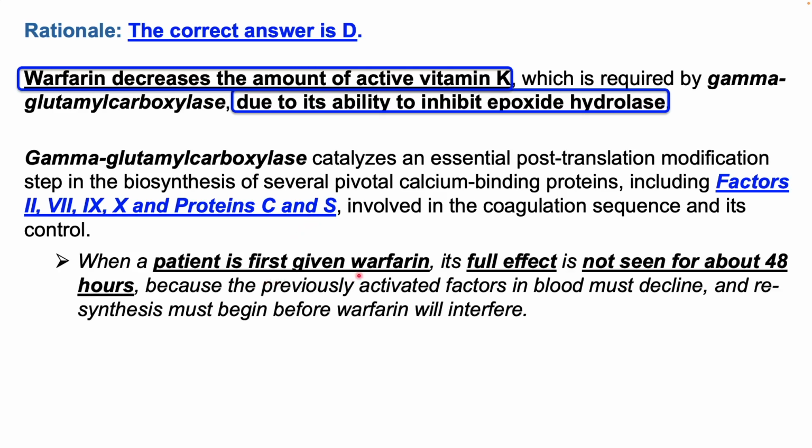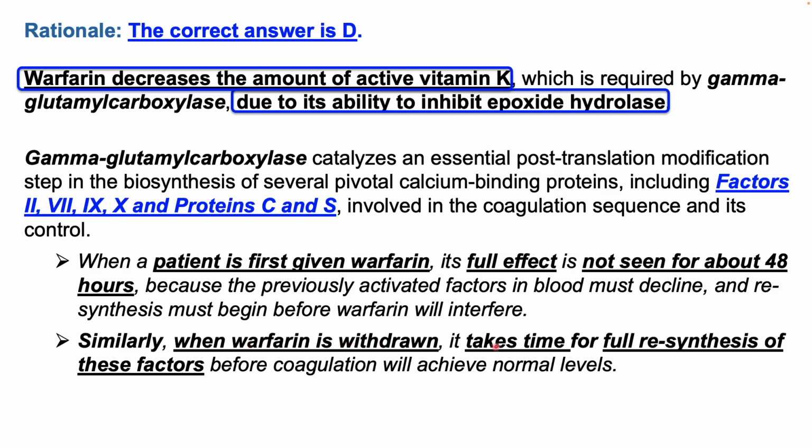When a patient is first given warfarin, its full effect is not seen for about 48 hours. And that's because the previously activated factors in blood must decline, and resynthesis of these factors must begin before warfarin will interfere. When warfarin is withdrawn, it takes time for full resynthesis of these factors before coagulation will achieve normal levels. It's critical that you remember factors 2, 7, 9, and 10, protein C, and protein S.